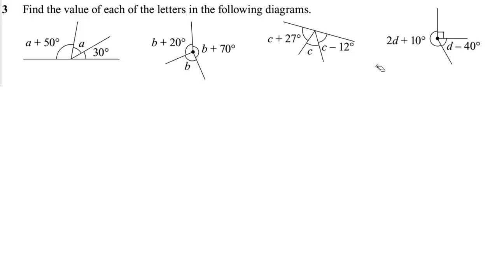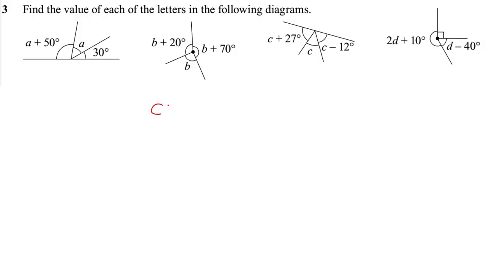Okay, hope you tried this. So I'm just going to do question C for you. Now with question C, I can see a right angle. I can see a straight line here. So these angles at the bottom should add up to 180. So this one plus that one should add up to 180. So all I need to do is to write them down.